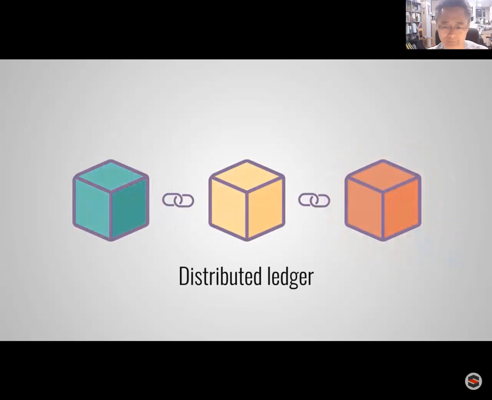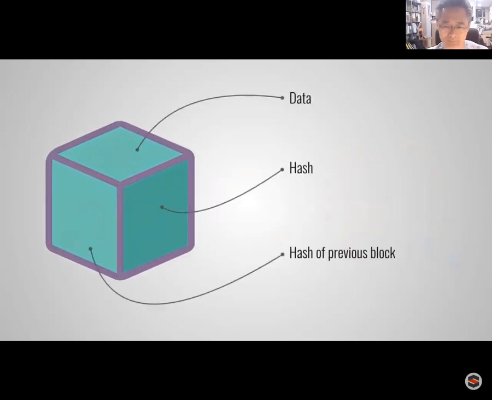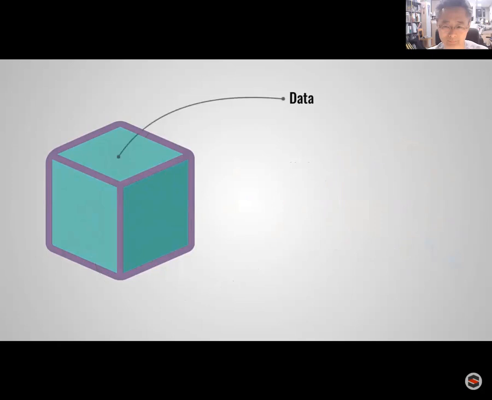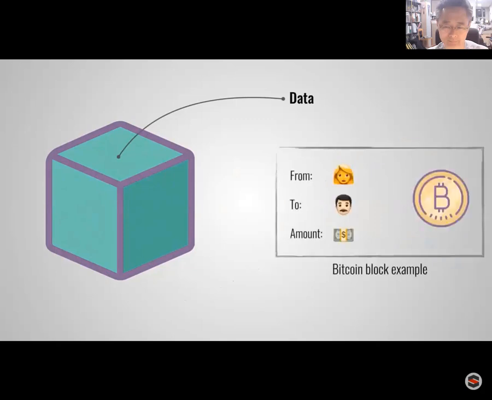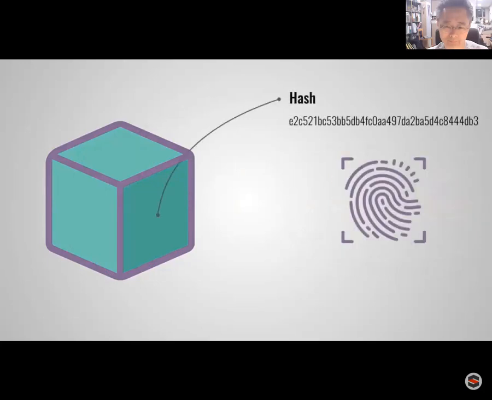They have an interesting property. Once some data has been recorded inside a blockchain, it becomes very difficult to change it. So how does that work? Well, let's take a closer look at a block. Each block contains some data, the hash of the block, and the hash of the previous block. The data that is stored inside a block depends on the type of blockchain. The Bitcoin blockchain, for example, stores the details about a transaction in here, such as the sender, receiver, and the amount of coins. A block also has a hash.